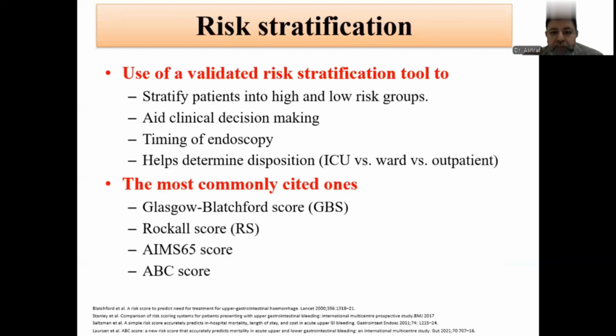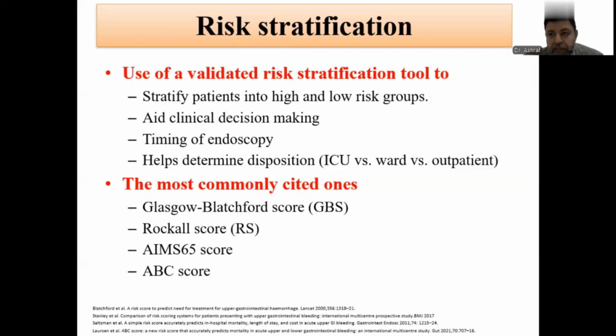Using a validated risk stratification tool is very important to identify high-risk patients from low-risk patients and to aid clinical decision-making. It helps to determine the disposition of the patient, whether the patient is going to be discharged and have endoscopy on an outpatient basis, or admitted, and if admitted, whether he is going to be in the ICU or in the ward. The most commonly used and cited stratification tools are Glasgow-Blatchford score, Rockall score, the pre-endoscopy Rockall score, AIMS65 score, and the ABC score.